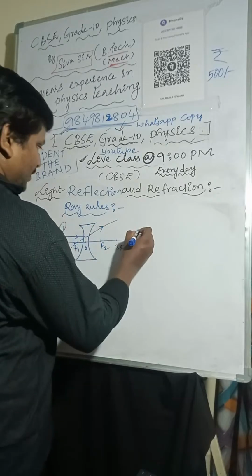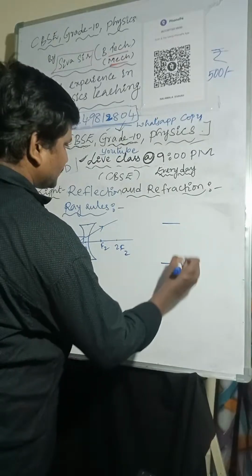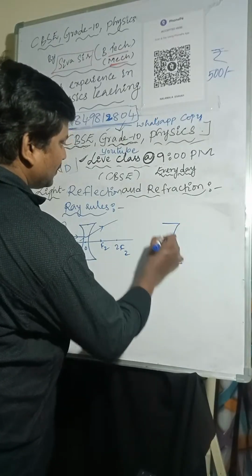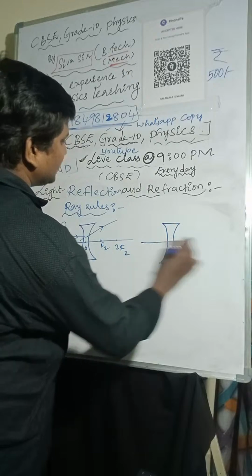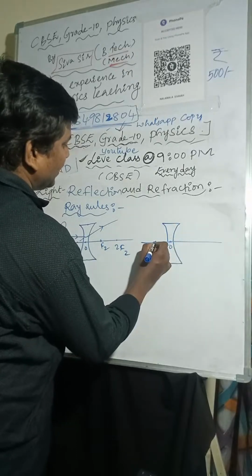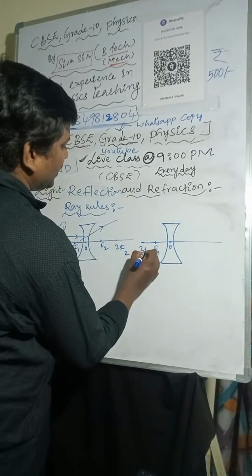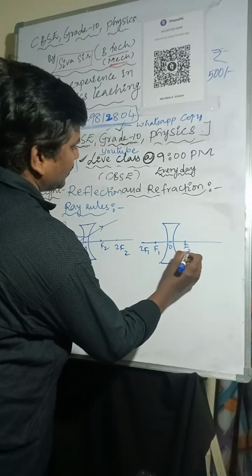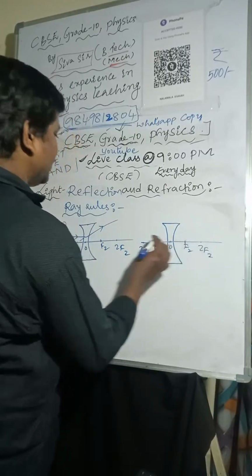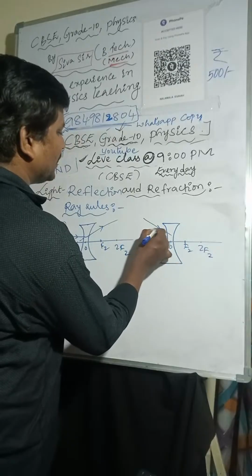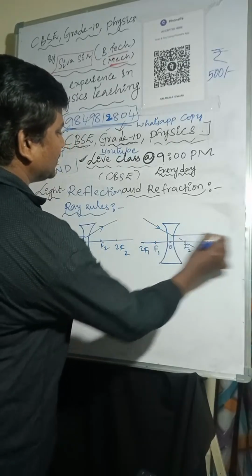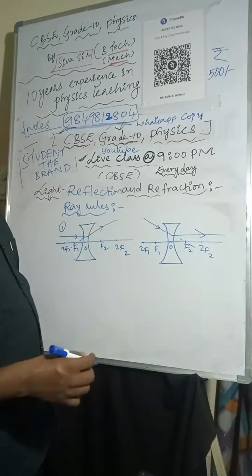Second one, if you are taking the second one, I'm considering it like this. Optic center, F1, 2F1, F2, 2F2. If the light ray passes through the focus like this, after refraction it becomes parallel to the principal axis.